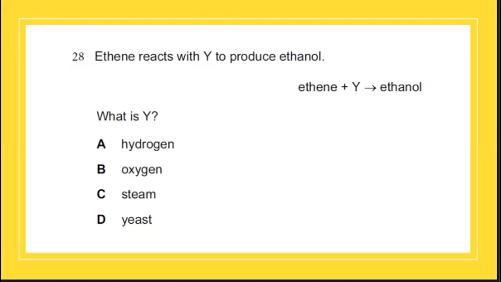All right. So on to our final question. Ethene reacts with Y to produce ethanol. Ethene plus Y gives us ethanol. The question is, what is Y? What do you think is Y? 30 seconds, guys.